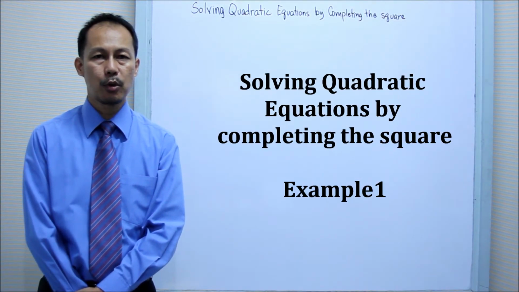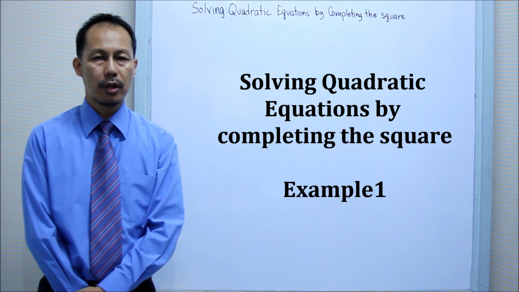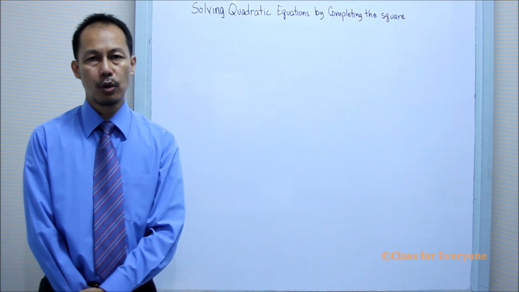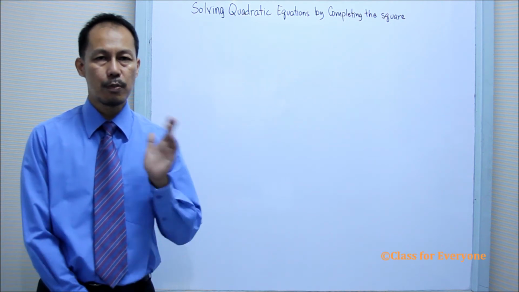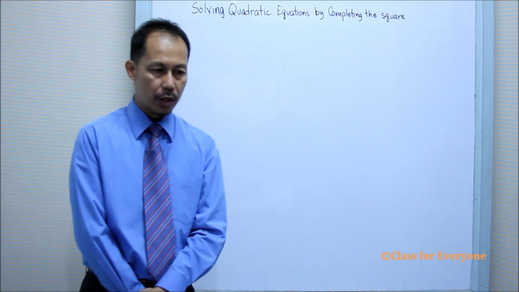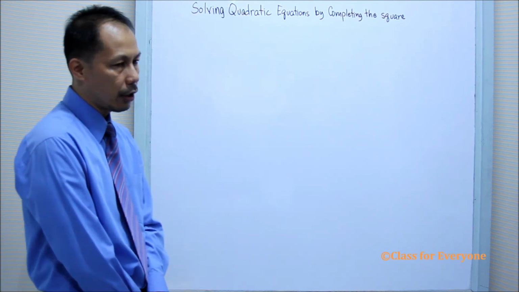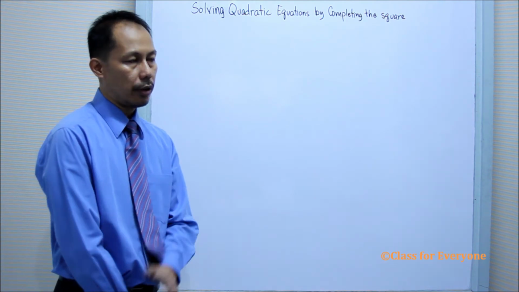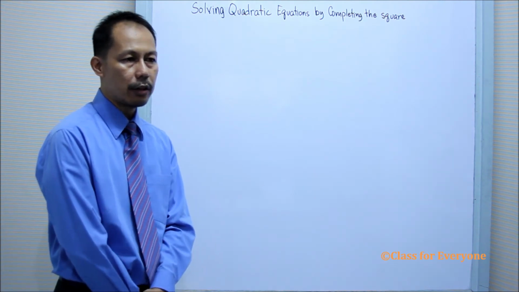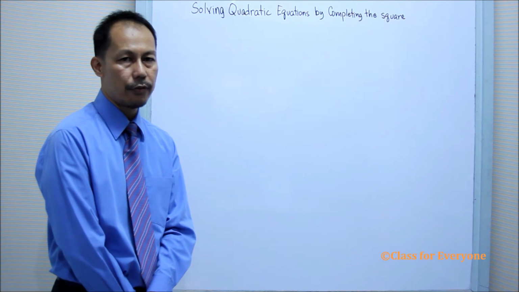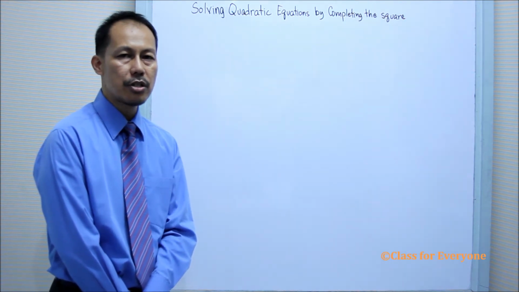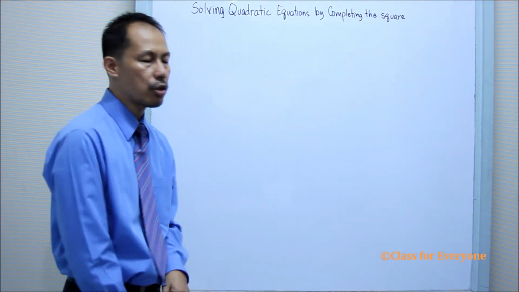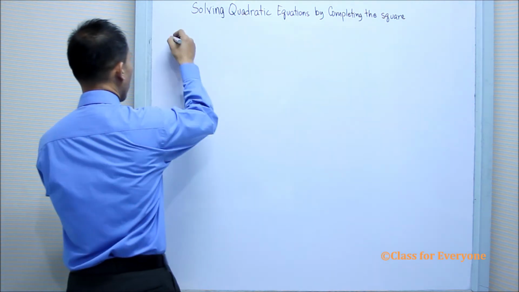I'm Roland Corpus. I'm going to present another way to solve a quadratic equation, and that is by completing the square. There are times that the quadratic equation cannot be solved by extracting the roots. There are times that the quadratic equation cannot be solved by factoring, because if the quadratic expression is not factorable, we cannot solve it. Just like this example.